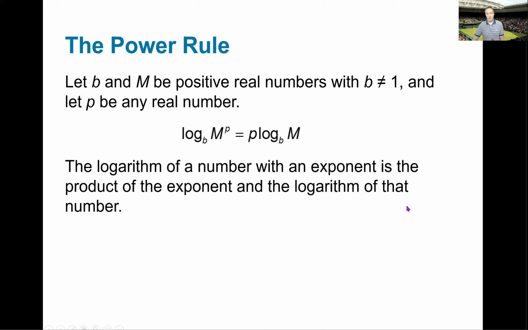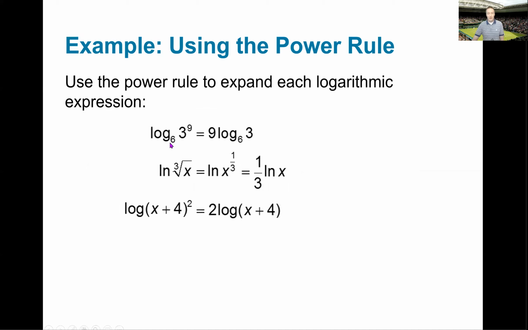The last rule that we're going to have here is the power rule, and it just says that anytime you have a logarithm with a term raised to a power, that power can and should be brought out in front of the logarithm and just become a constant multiplier of it. So now to see that in practice, if I have something like the log base 6 of 3 to the 9th power, okay, well, that rule told me that any power on the inside of a logarithm could come out in front of the log. And that's going to give me 9 times the log base 6 of 3. And again, the log base 6 of 3 is an irrational number, so I would just leave it like that.